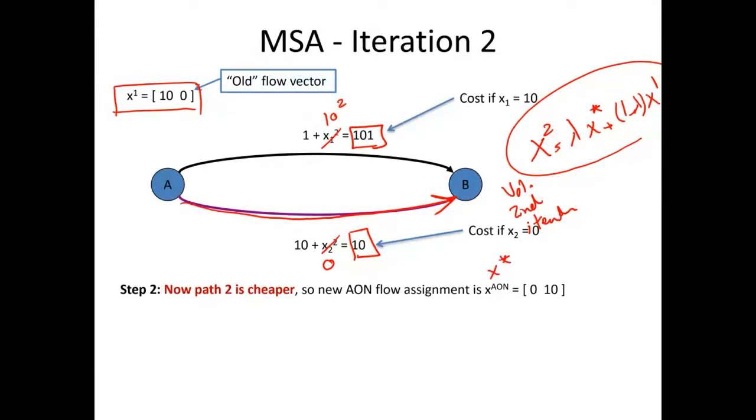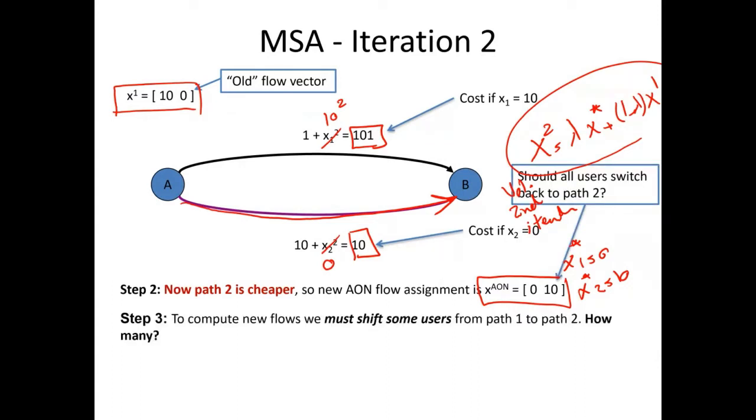So that means if we want to assign all or nothing, if everybody was going to take the shortest path, everybody would take the second path, right? So X star 1 would be 0, X star 2 would be 10. And we could write it in a matrix format like this, right? So everybody would take the second path.